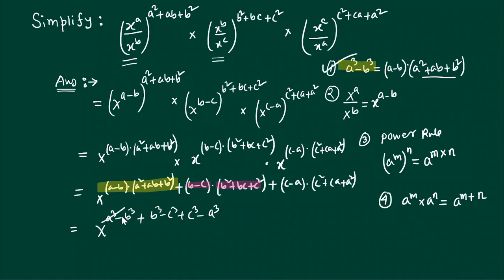Now plus a³ minus a³ becomes 0, plus c³ minus c³ is 0, and plus b³ minus b³ is 0. So we got what? x^0, and anything to the power of 0 is always 1. So our final answer is 1.